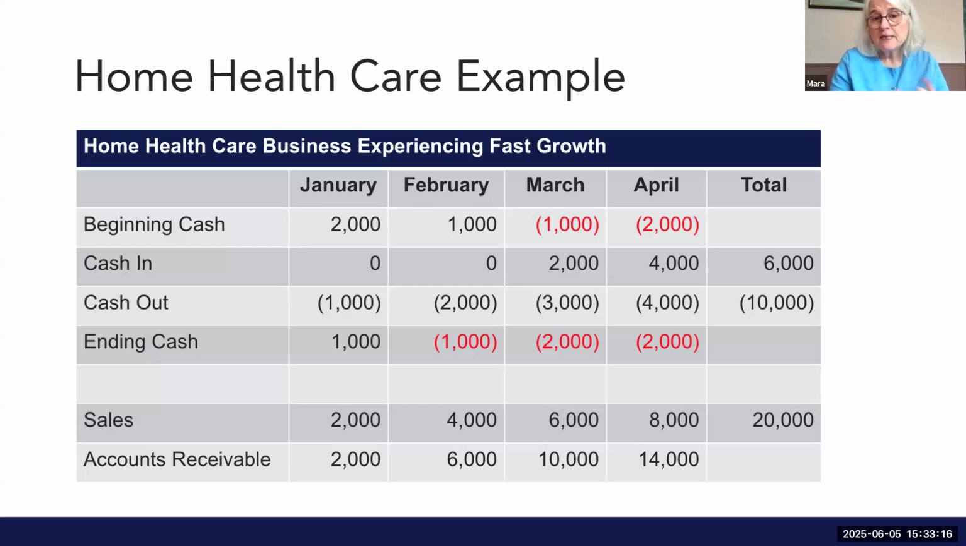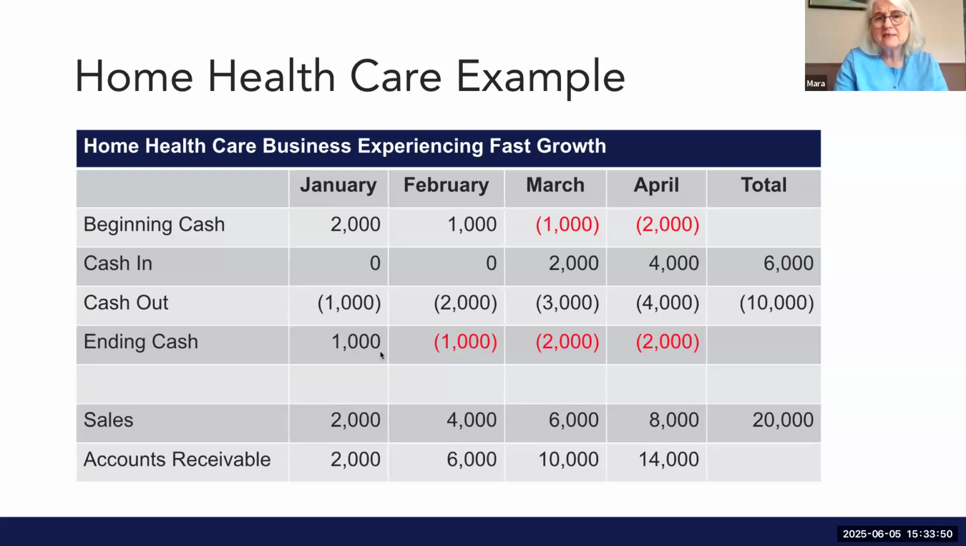So they start out with beginning cash of $2,000 in January. They make sales of $2,000, which means at the end of January, they bill medical assistance or an insurance company or a combination of all that, $2,000. So they have accounts receivable of $2,000. They have to pay their wages and other bills of $1,000, and they get no cash in, so they end up with $1,000 at the end of January, which is what they start with in their bank account in February.